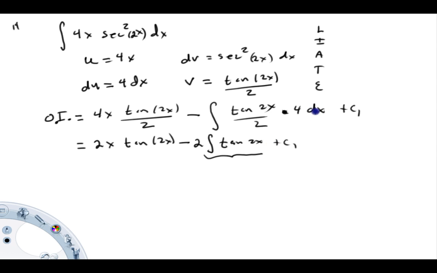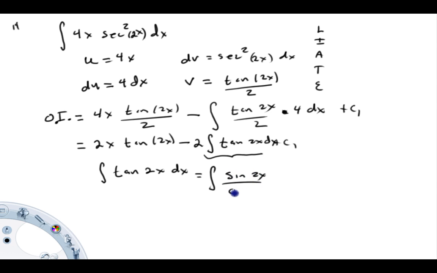Oops, and to tell you the truth, I forgot my dx. 4 over 2 is 2, tangent of 2x, but there's that dx there. Can't forget that, very important. I'm just going to go ahead and work on that as a separate problem. Integral tangent of 2x dx. Now, integrating the tangent function, let's see, let's write that.